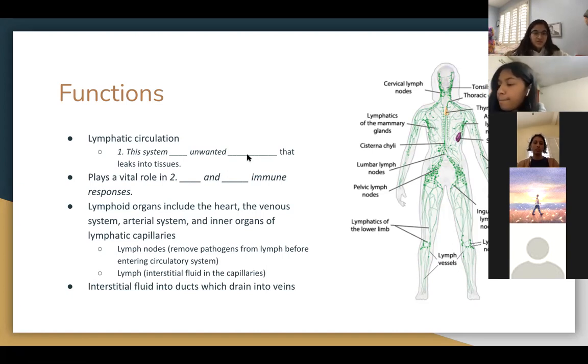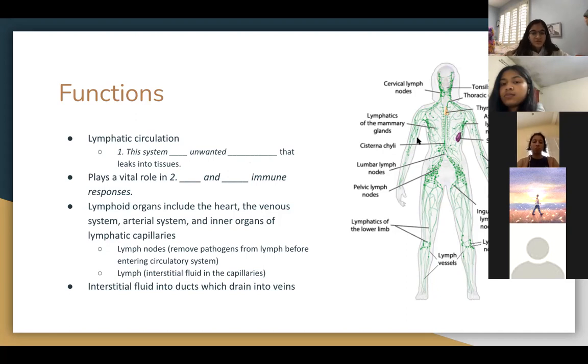So the organs in the system include the heart, venous system, arterial system, and inner organs of the lymphatic capillaries. Lymphatic capillaries basically follow your arteries and veins, part of the circulatory system, which is pretty important when you think about it, because you have blood circulating your body, and that plasma that leaks out isn't going to stray very far. So the fact that the lymphatic capillaries are following that is really good, because they can collect all of that extra fluid pretty quickly.